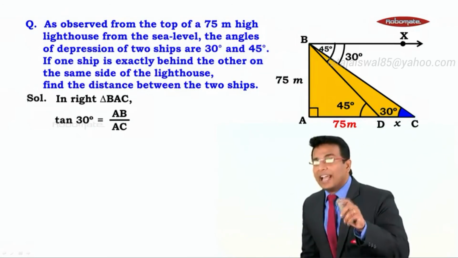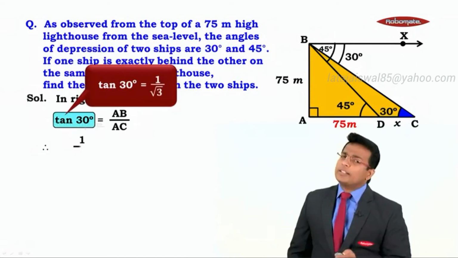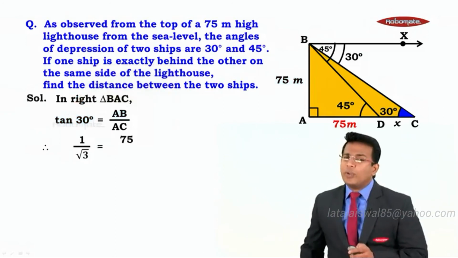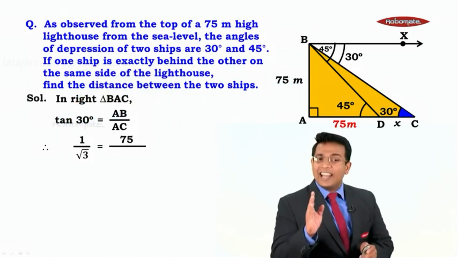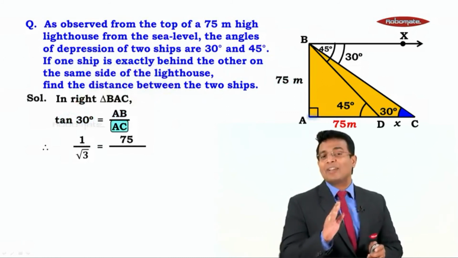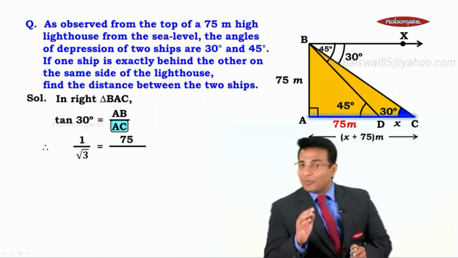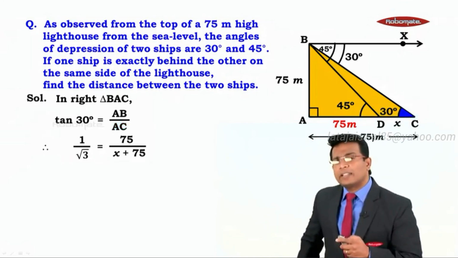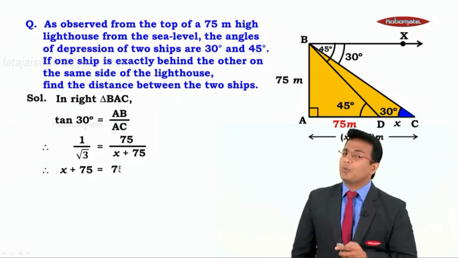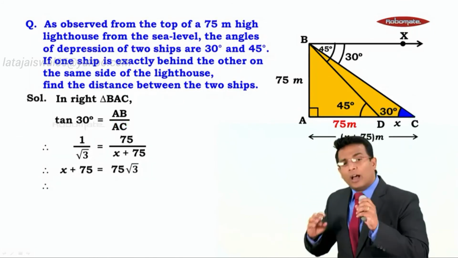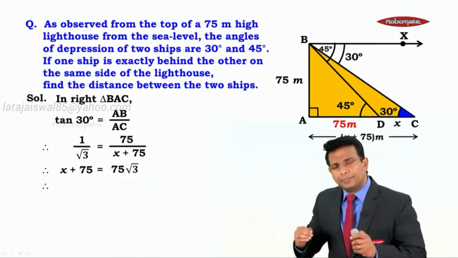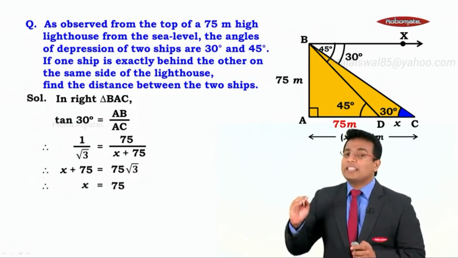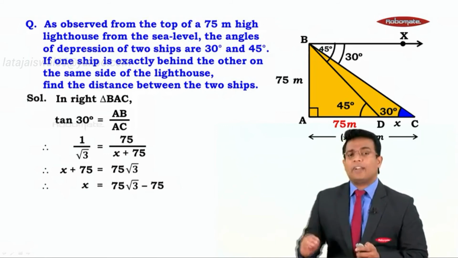Now tan 30 from the trigonometric table, we know it is nothing but 1 upon root 3. AB we know is 75. And if you look at AC, what is AC? It is AD plus DC, that is 75 plus X, right? Beautiful. So we substitute that value there. Now you solve it further, just cross multiply. So we get X plus 75 is equal to root 3 into 75. Now you got an equation in X. Solve it further. So we get here X is equal to 75 root 3 minus 75.